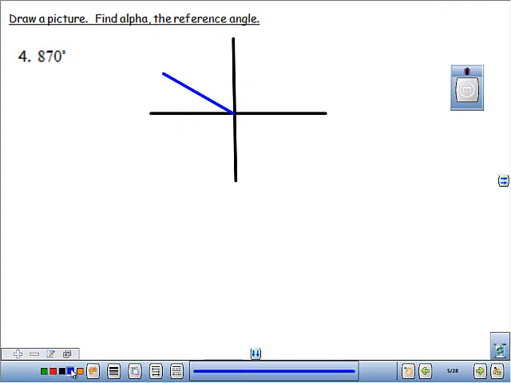Okay, and to show you again how I got there, I went 360, 720, and another 150. That got me around to 870 degrees. That's why it's so important for these arrows to show me you went 2 full circles and another 150. So your reference angle, if you're at 150, this is 180, your reference angle is 30 degrees.